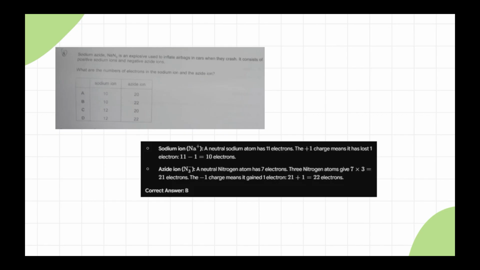The azide ion, N3 minus, is made from neutral nitrogen atoms with 7 electrons each. 3 nitrogen atoms give 7 multiplied by 3, which is 21 electrons. The minus 1 charge means it gained 1 electron, which equals 22 electrons. So the correct answer is B.